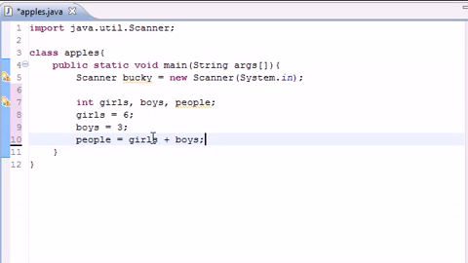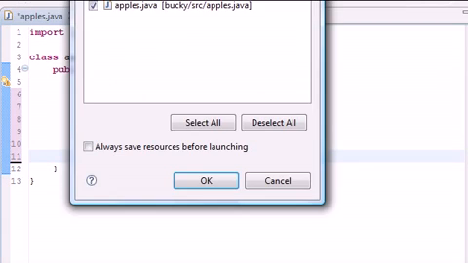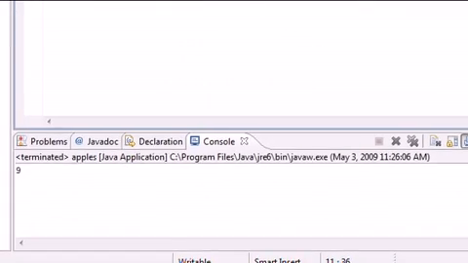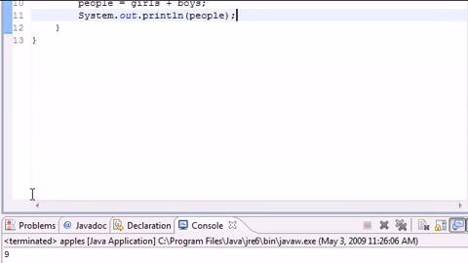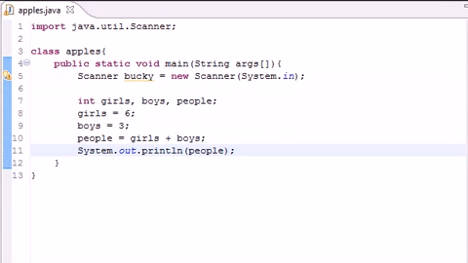I showed you guys how to use this math operator in the last one, the plus sign, to get a simple sum. So now the sum of girls plus boys is stored in people. So we put system.out.println, and in our parameter we put people. Now if we run this, we get 9, since 6 plus 3 is 9. And so that is how you can use addition with Java.